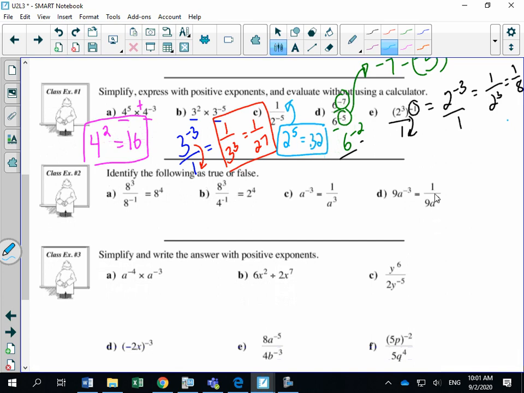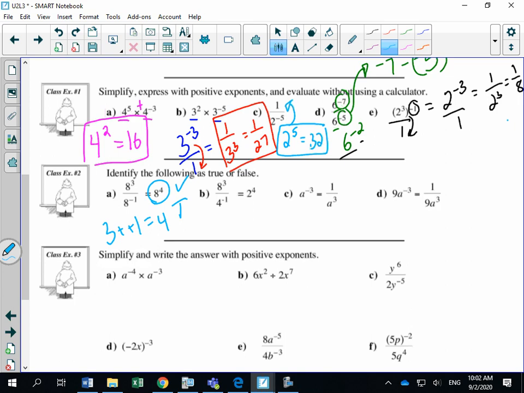Okay, identify the following as true or false. Bases are the same. We need to subtract the exponents. So 3 minus negative 1, two negatives make a positive. That would give me 8 to the power of 4. This is correct, therefore it's true. Okay?